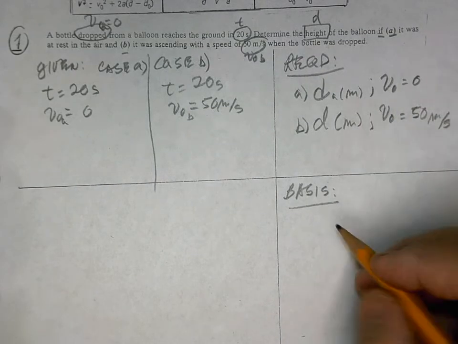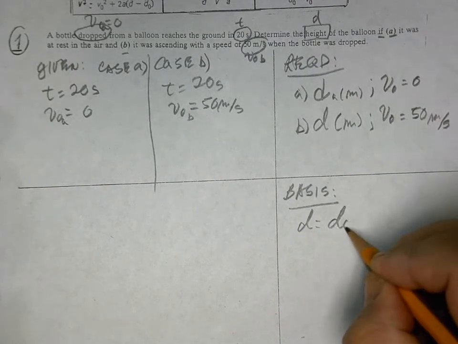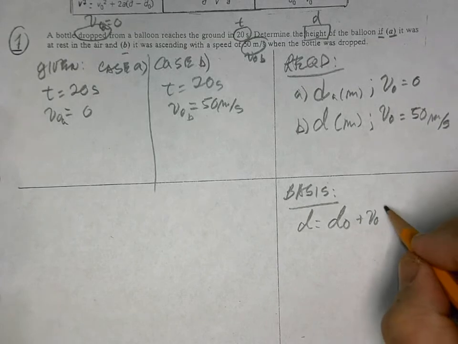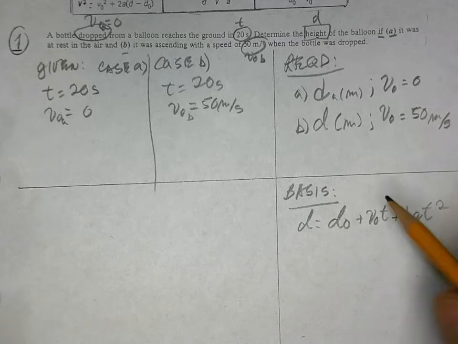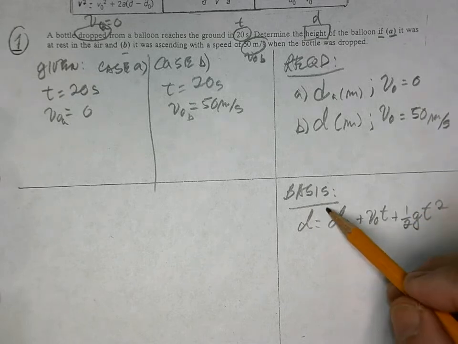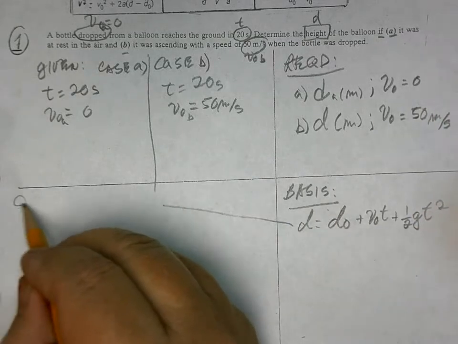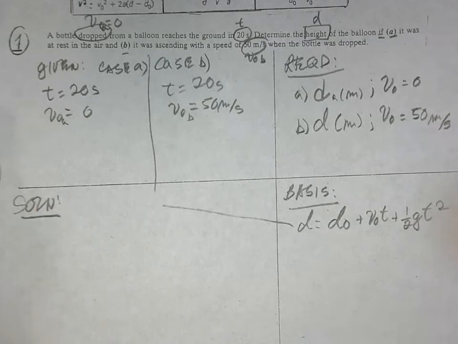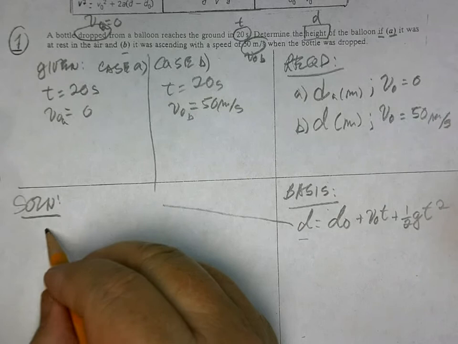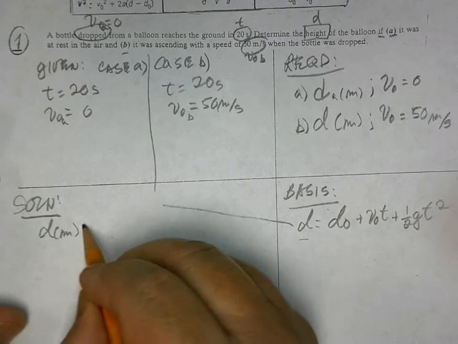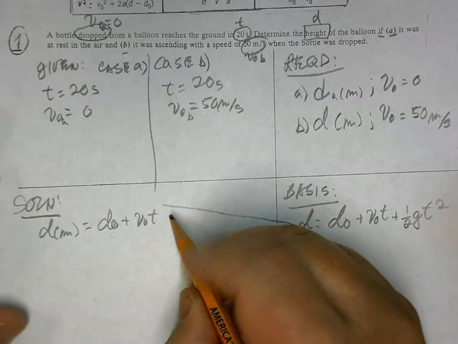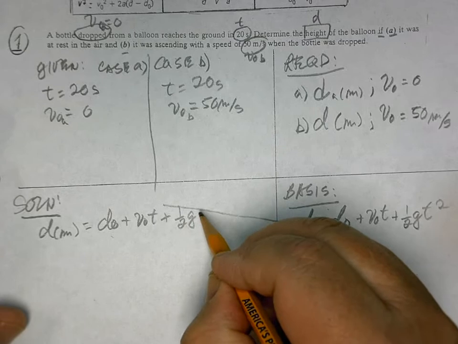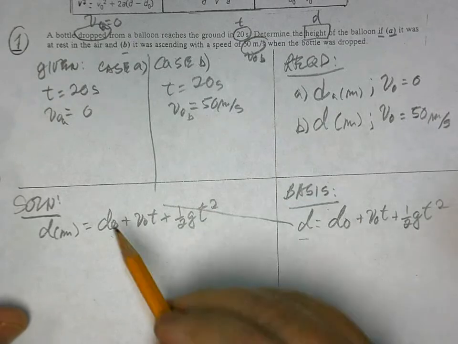Our basis, since we're looking for D, is D is equal to D0 plus V0t plus 1/2 gt squared. Okay? So this is the solution. Once you have it, that's what we're looking for. So dA in meters is equal to, you can write the whole thing first so that you don't confuse yourself. The idea of a good solution is that you can follow it yourself.